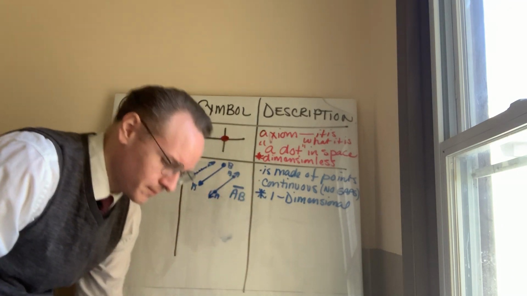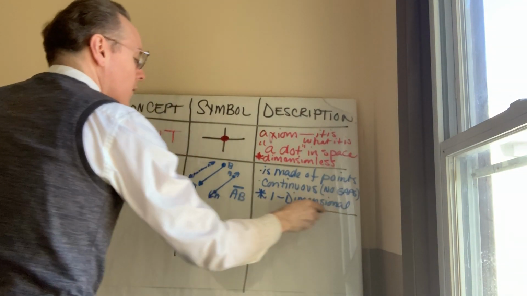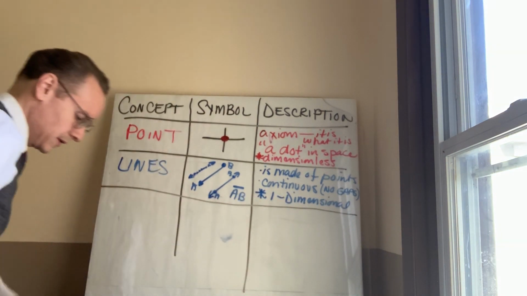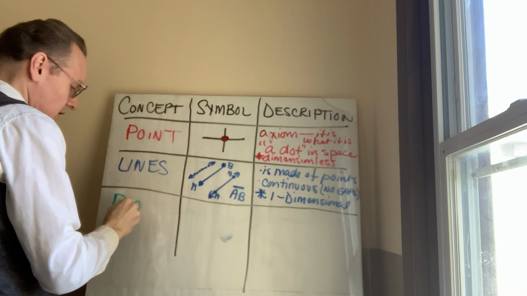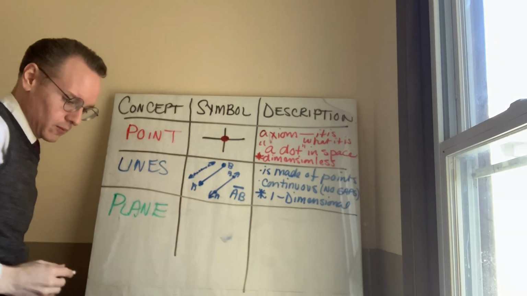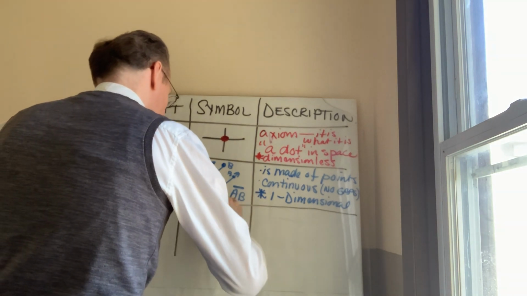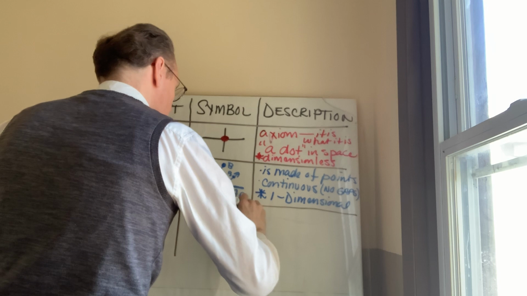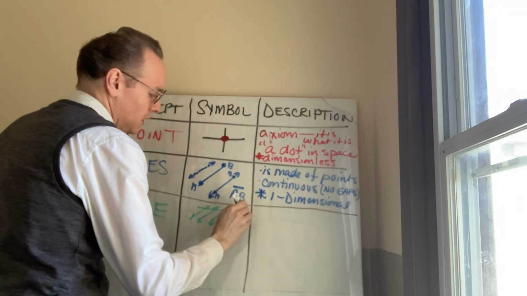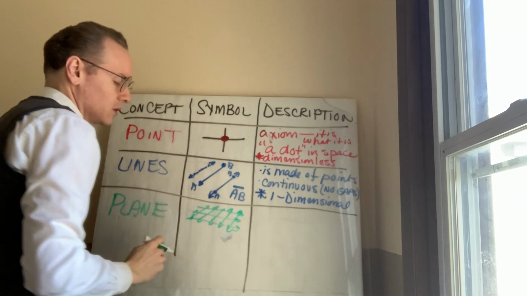Moving on. The next thing would be a plane. See if my green works. There we go. What is a plane but basically a bunch of lines running parallel in one direction and maybe parallel in another direction until you get a grid.